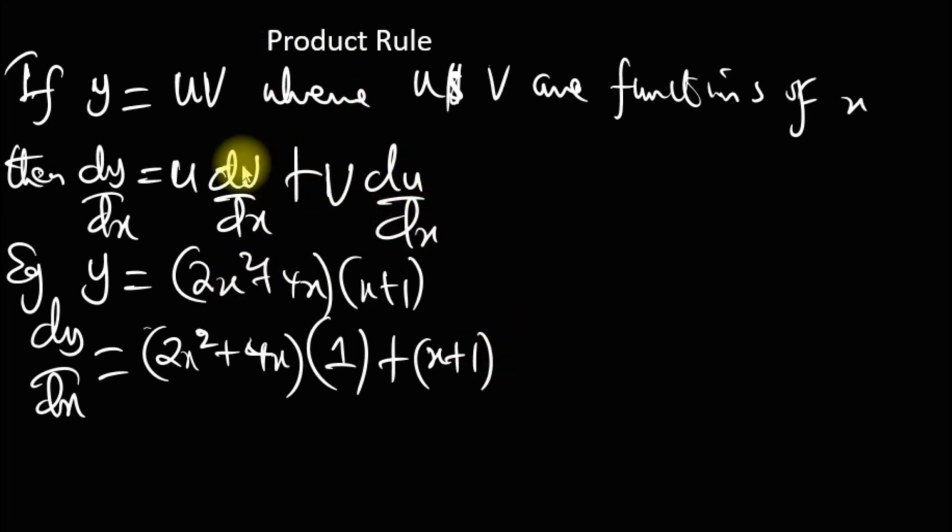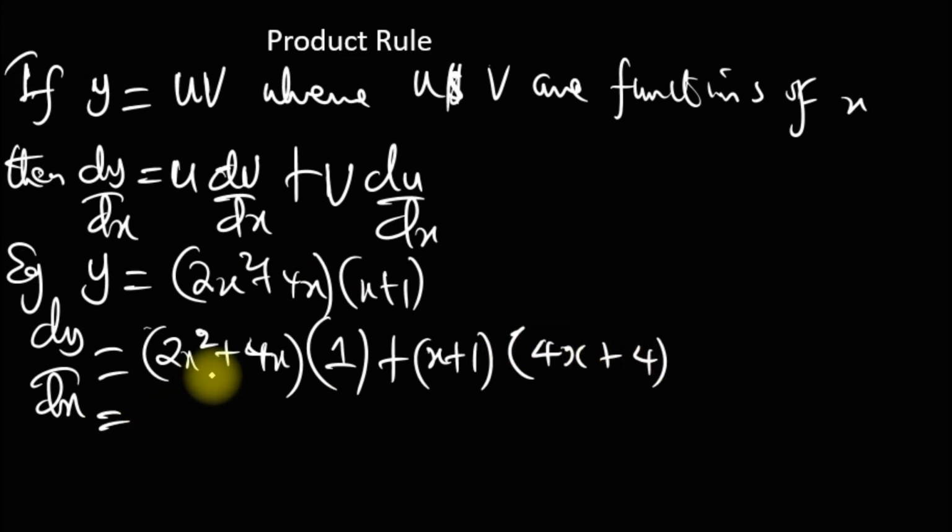Remember, we kept this one constant because this is u and this is v. We kept this constant and differentiated x plus 1, which is 1. We now keep this one constant. We now differentiate this. So to differentiate this, 2 times 2 is 4, 2 minus 1, so no need, plus 4.